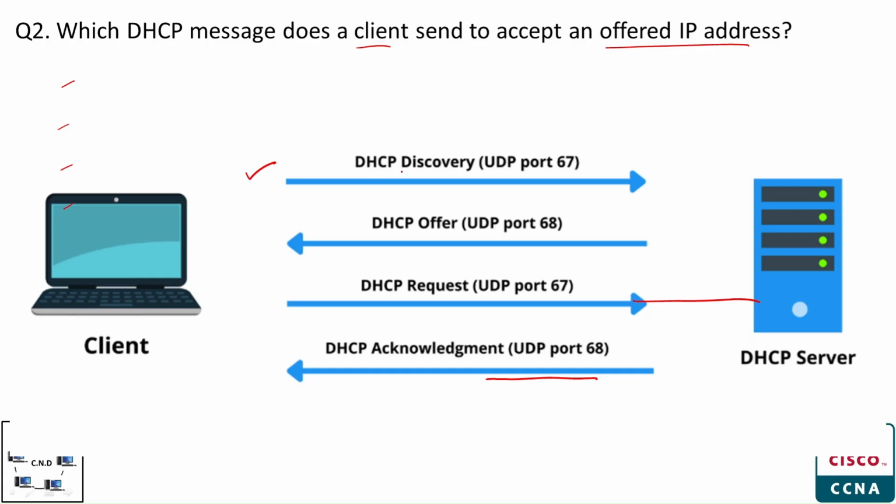First of all, the client sends a DHCP discovery packet, and remember this is a UDP packet on port 67. The server responds with a DHCP offer on UDP port 68, and after this packet, the client request packet is basically the packet that accepts this offer on UDP again port 67, and at the end the server sends the acknowledgement packet. So this is how the whole DHCP process between the client and the server takes place.